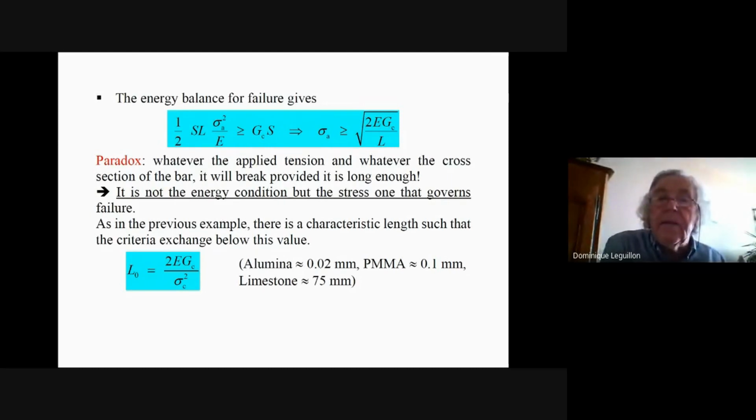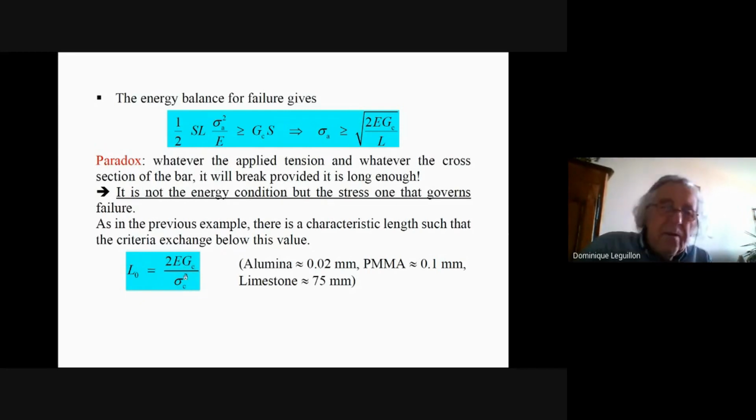And it means that, again, if L is large enough, it can break for very small applied load. And this is of course a paradox. But now everybody knows that for the failure of such a bar, it is the stress condition that mainly governs the failure of the bar. It means that if you reach the tensile stress of the bar, it will break. And again, there is a transition length here that is defined by this quantity.